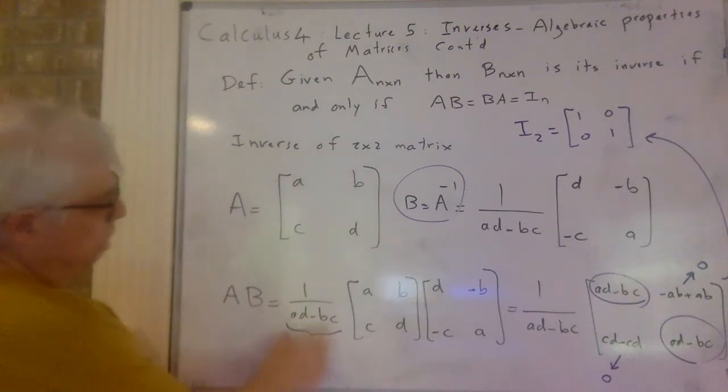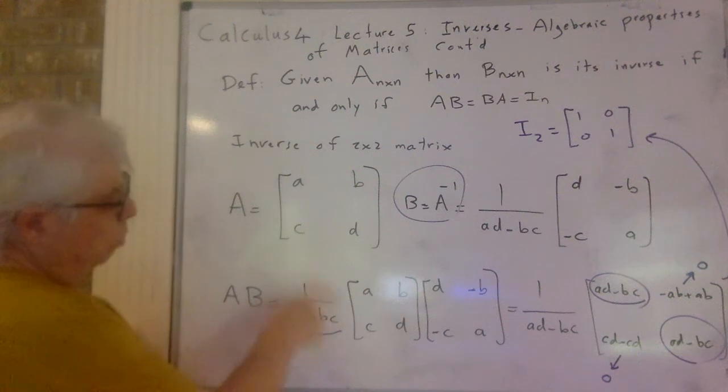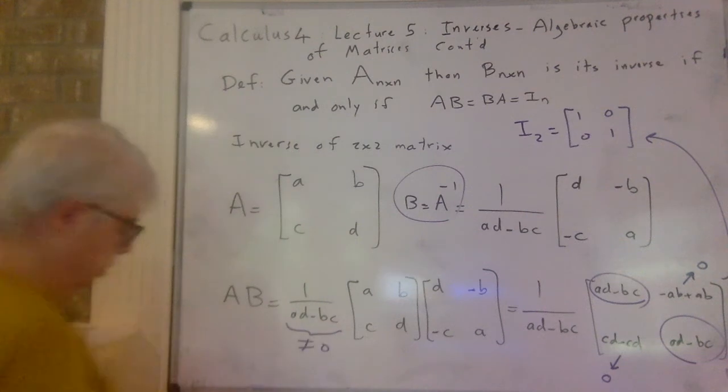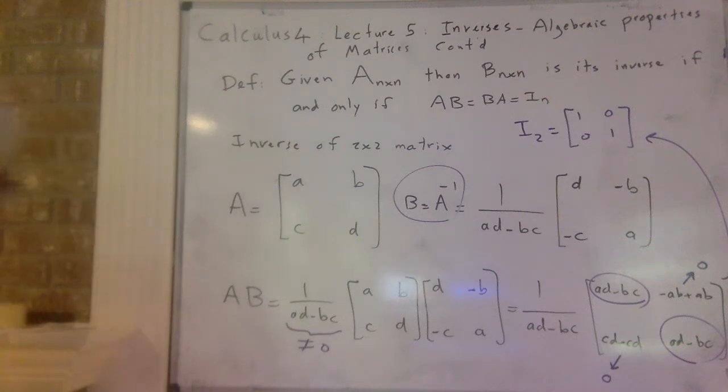But the only thing that might make some trouble is this. What if this is 0? So I should assume that this is not 0, because 1 over 0 is infinity, or let's say undefined. So this shouldn't be 0, otherwise I will not get an inverse.